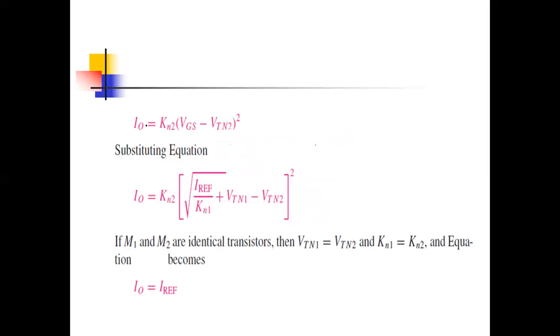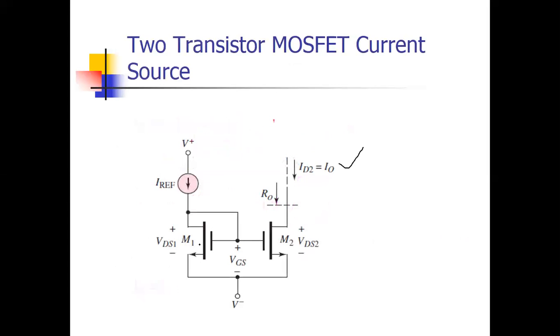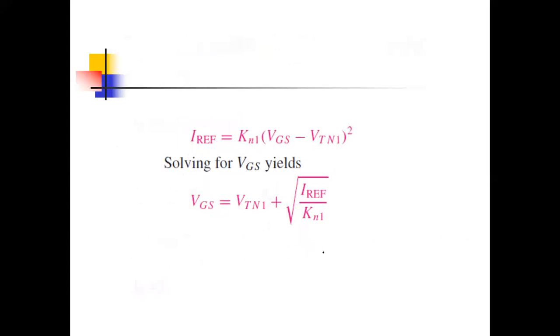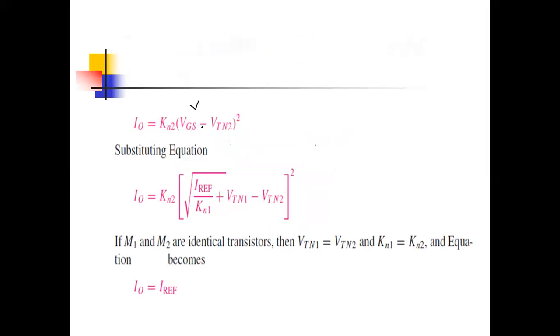For the same equation for output current, I naught equals Kn2 into VGS minus VT whole square. Why have we put VGS? Because both transistors we have taken identical. Both VGS will be same. Now both VGS is same.